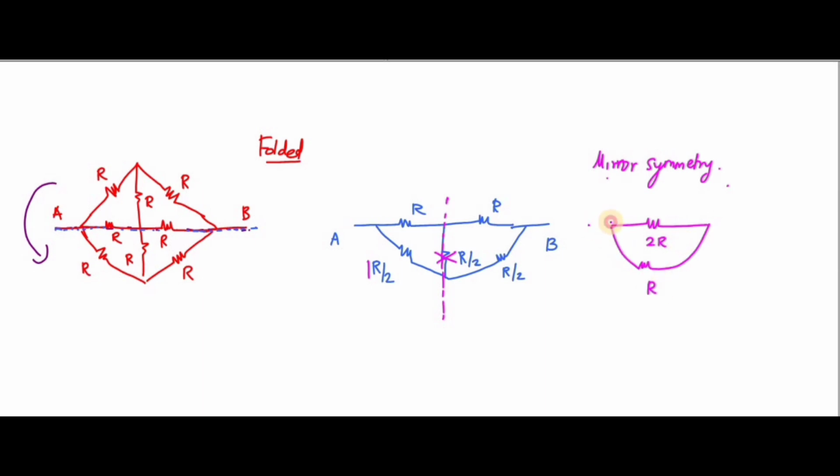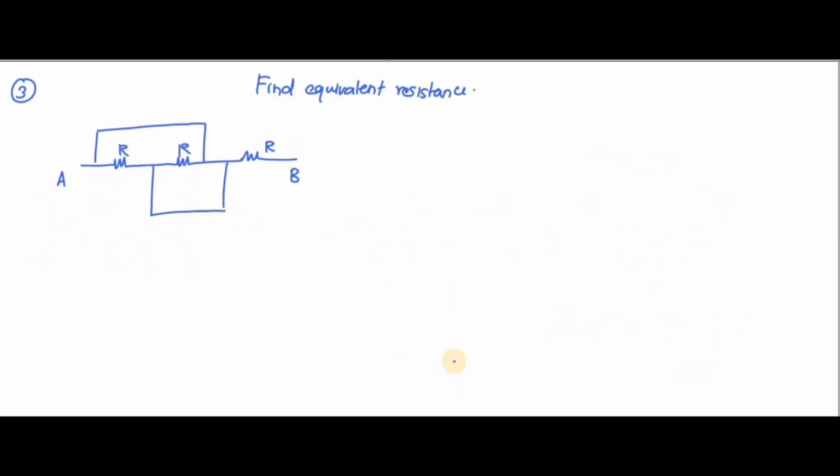So since 2R and R are in parallel, you can apply the formula: 1 divided by R equivalent is equal to 1 divided by R plus 1 divided by 2R, that is equal to 2 plus 1 divided by 2R. So R equivalent is equal to 2R by 3. So you can see both are the same.